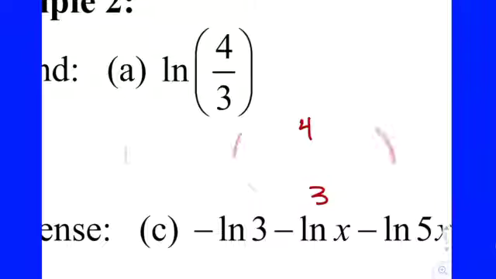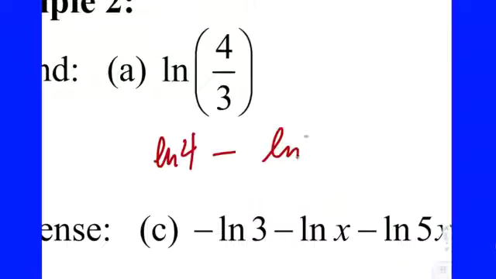So this one will be the natural log of the numerator minus the natural log of the denominator. And ta-da, you're done. If you had your calculator out in front of you, you can type them both in. Natural log of 4/3, enter. And natural log of 4 minus natural log of 3.